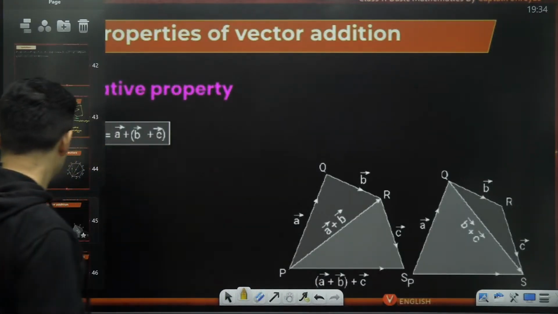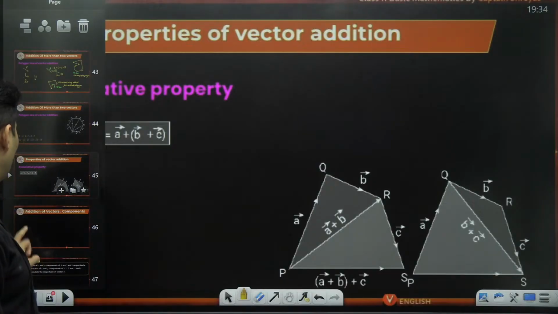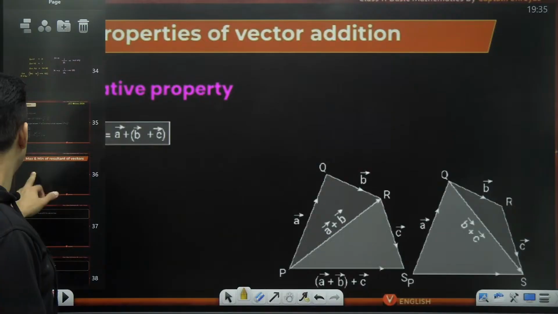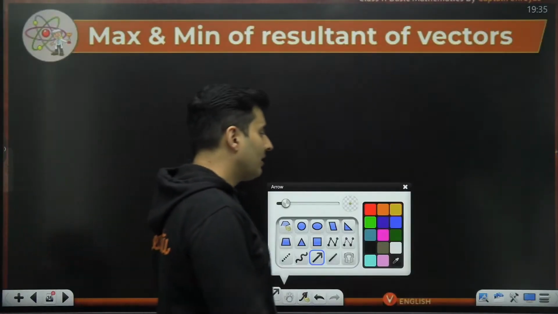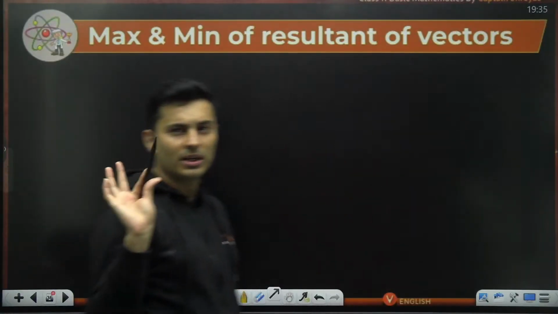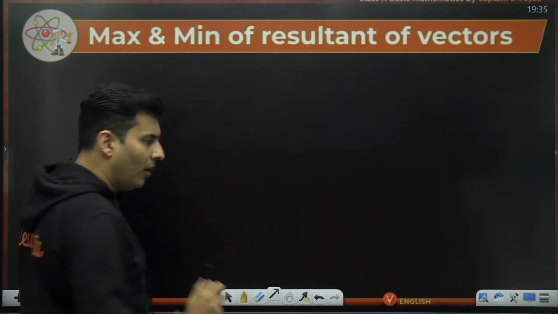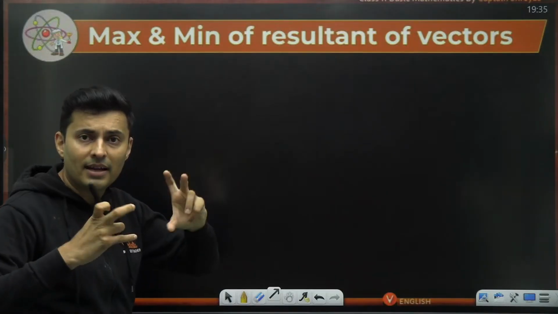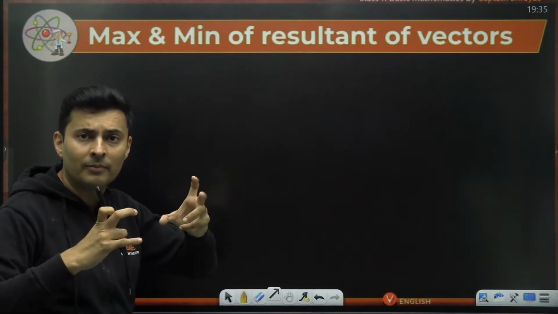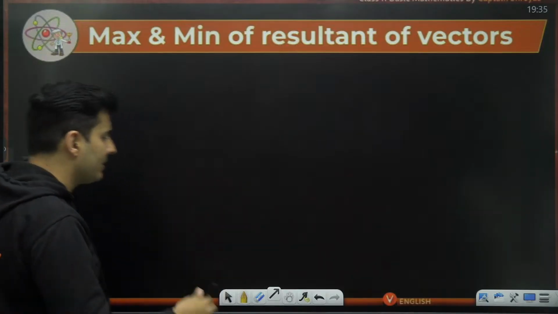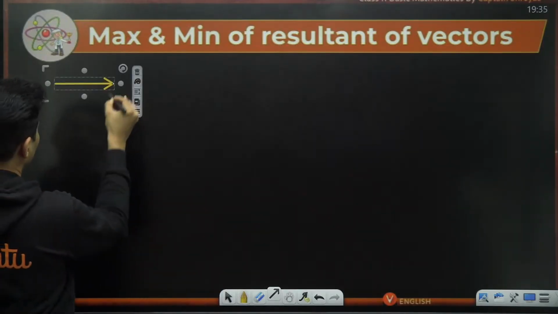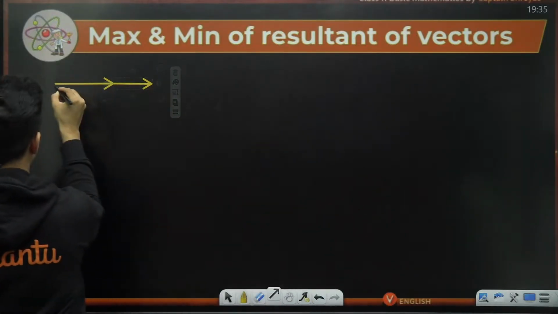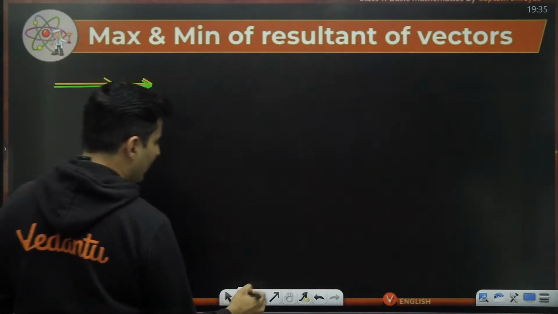Okay, fair enough. Now that you understand how this law of polygon works, let us also talk about the maximum and minimum of the resultant. This is very, very crucial, guys. Observe carefully. If I want the resultant to be maximum, then for the two individual vectors, if I have multiple options of the angle between them, I'll make sure that they are aligned in the same direction, meaning like this. This is vector A and this is vector B, so that their resultant is as maximum as possible.